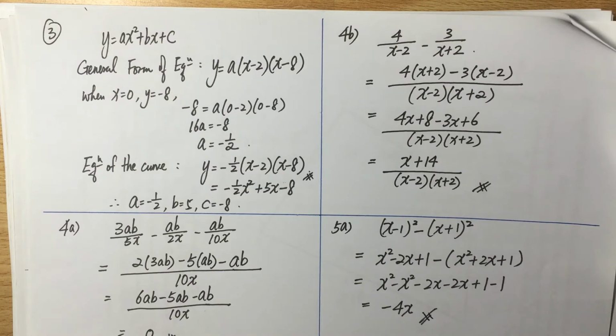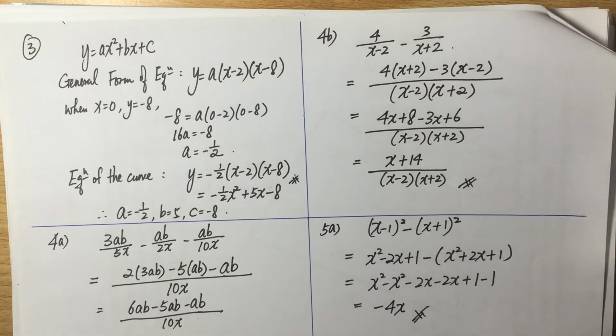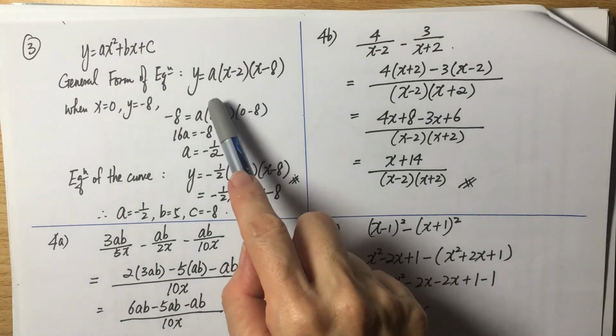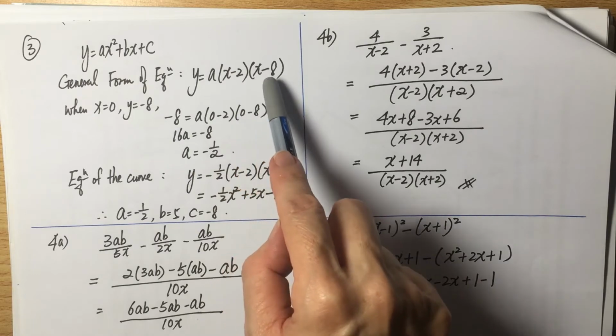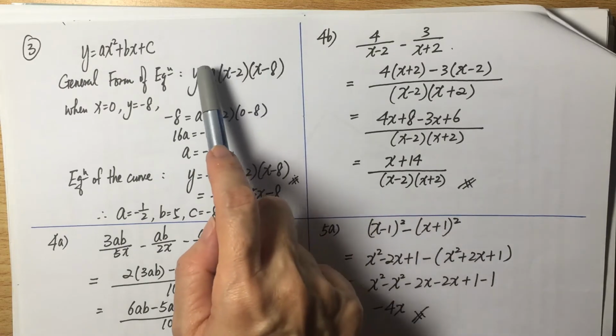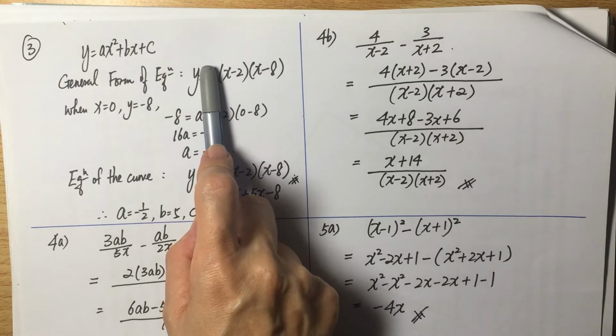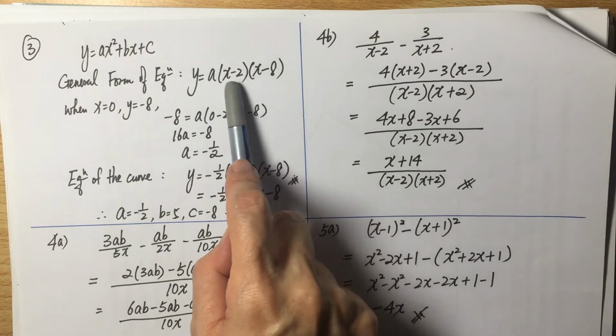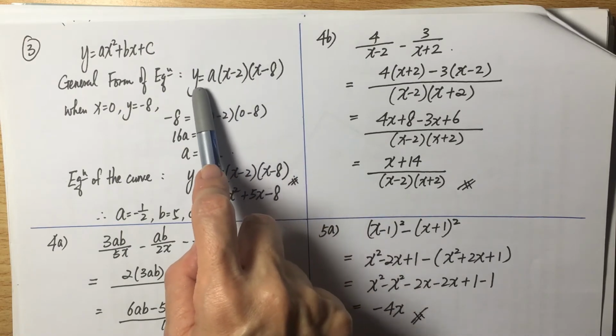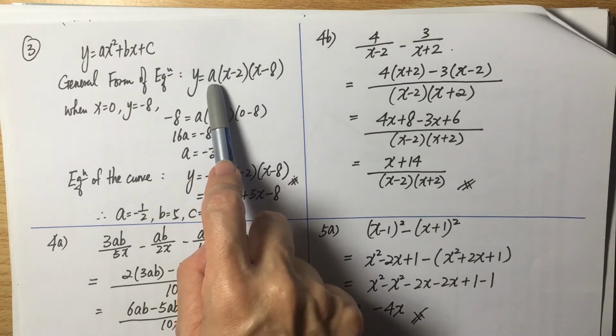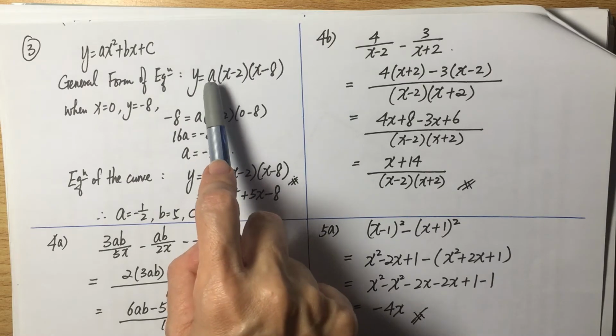Question 3. We are given that the curve passes through the points 2 and 8, so we can only form the equation y equals a times x minus 2 times x minus 8. We cannot leave the a out because we don't know what the a value is for the expression. We only know it cuts at 2 and 8, but we do not know exactly what the curvature is. So we have to leave the a there.